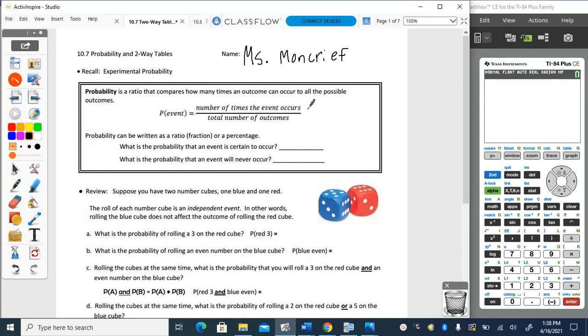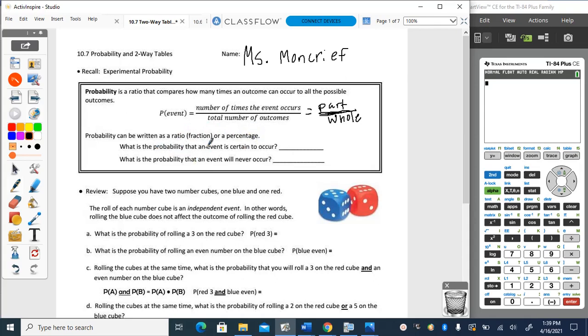Something else we can say if we're not looking at events is part over whole. So like when we were talking about the dice, if we wanted to roll a 4, over what's the total number of sides the dice has? 6, and that's how we'd find the probability. So let's remember a couple of things. Probability can be written as a ratio, which is just a fraction, or a percentage.